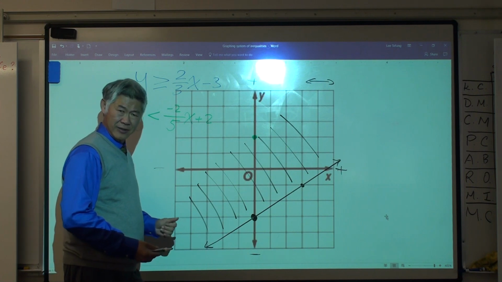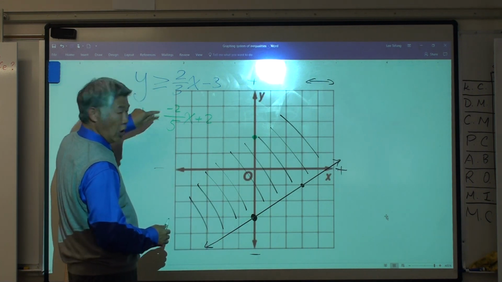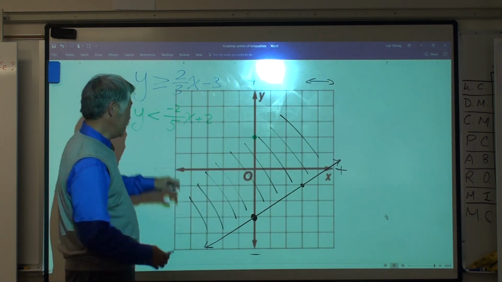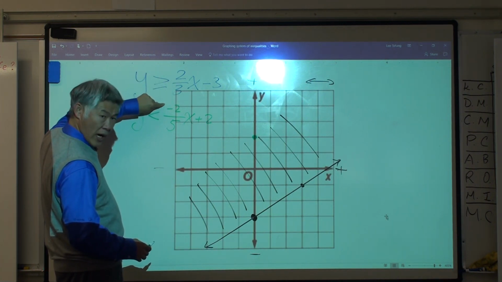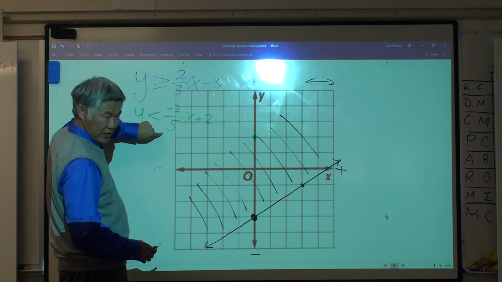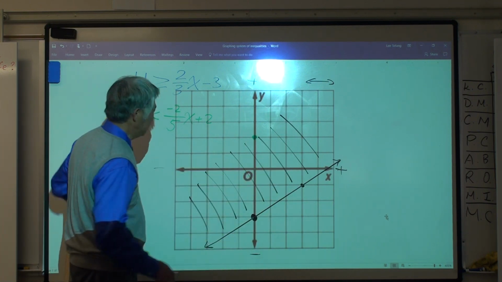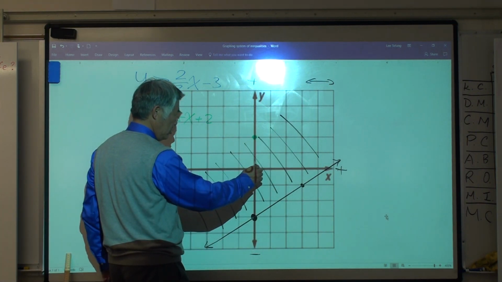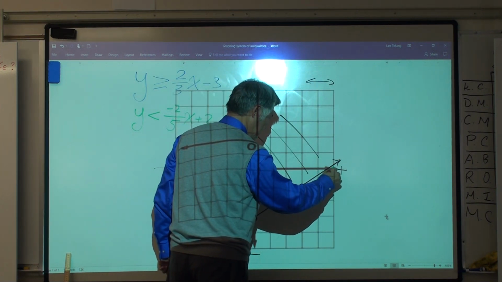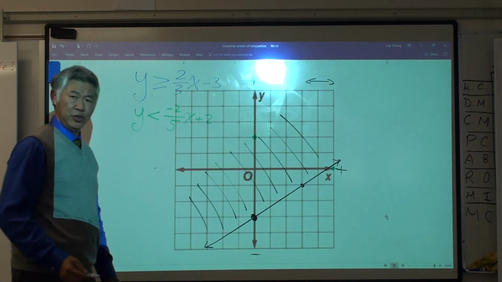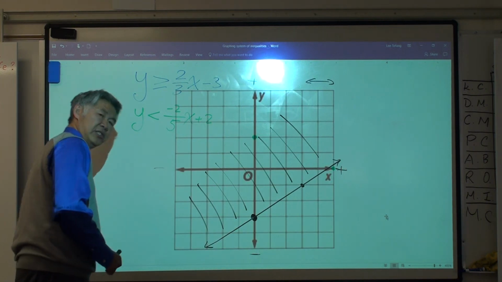Am I going too fast? Good. No, I'm not going too fast. -2/5 means you go down 2 because that's the y change, and the x change to the right 5. So down 2/5 here. Okay. Now you have the 2 points. All you need to do is just connect them.